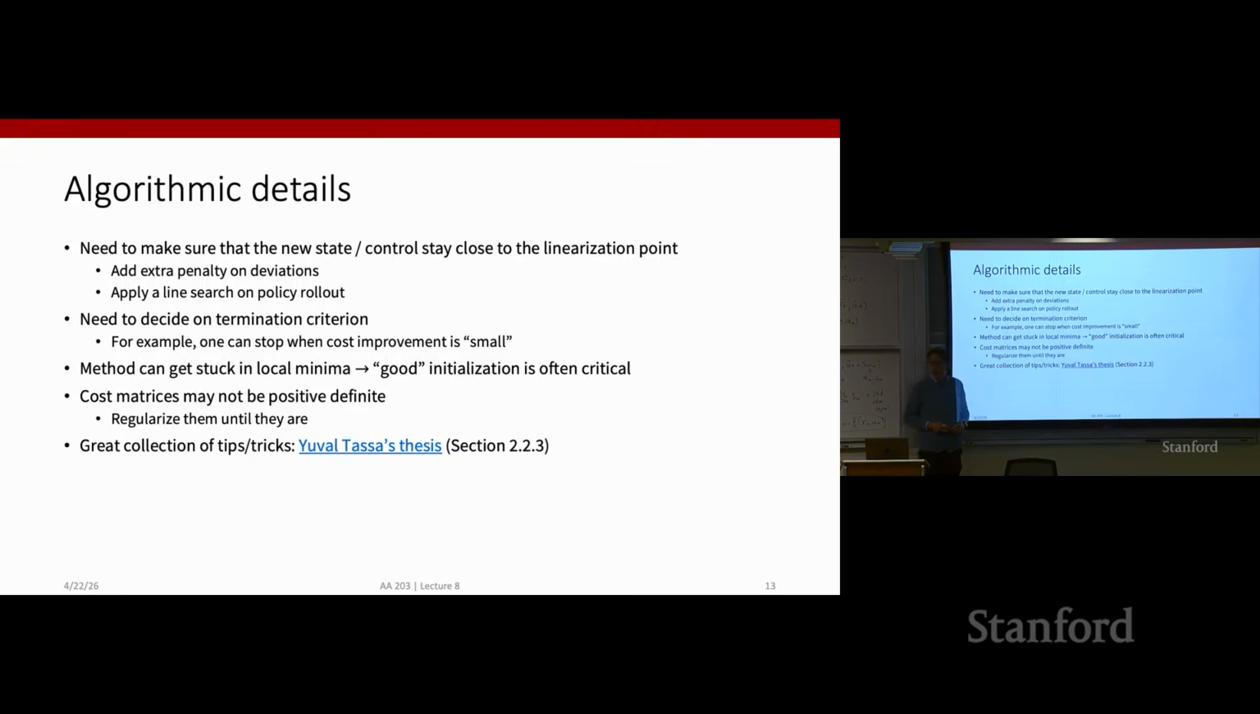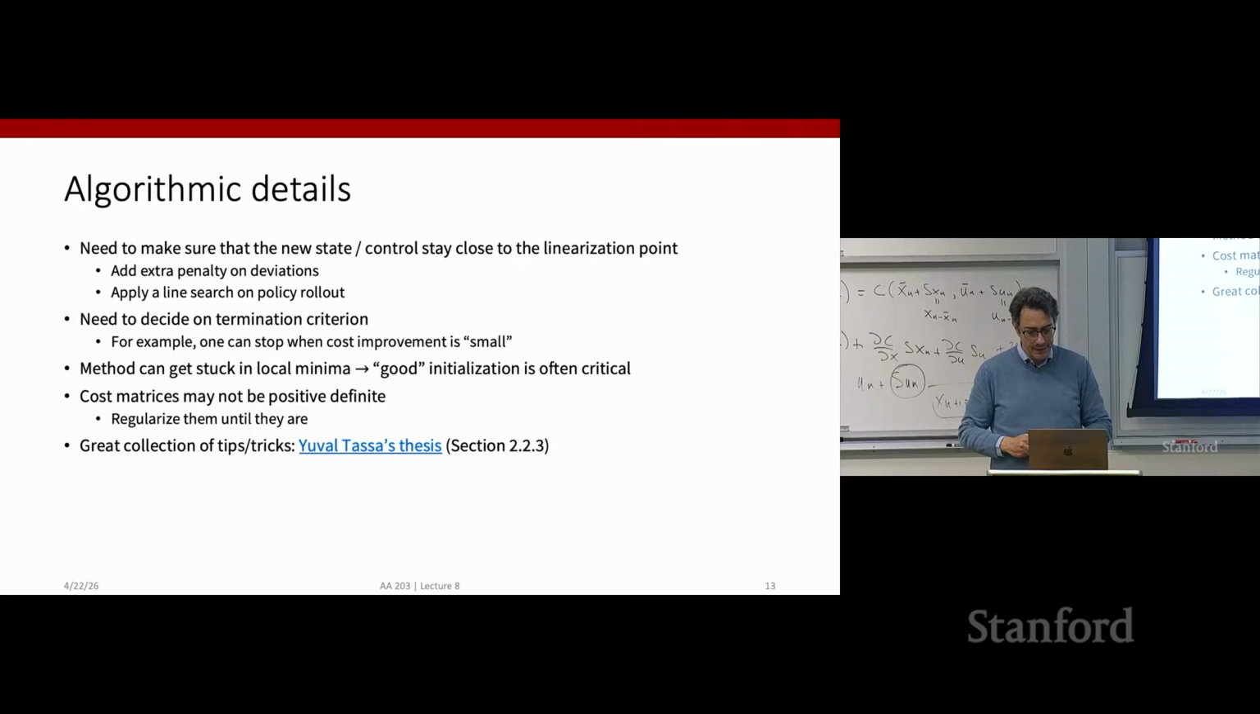Cost matrices may not be positive definite when you do your linearization or quadratization, so you may want to regularize them, for example, by adding a constant times the identity in order to shift the spectrum. In general, there is a great collection of tips and tricks in the thesis of Yuval Tassa, and I refer you to section 2.2.3 if you have to implement an ILQR and you have a little bit of issues with tuning some of the parameters.